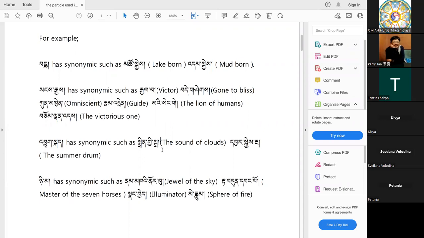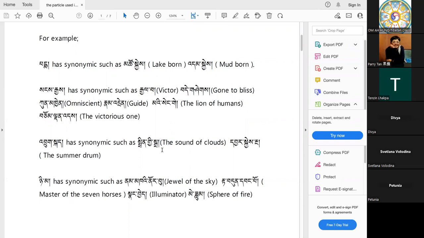Then Nangche, which means the illuminator, because when the sun rises, the darkness fades and everyone can see. So it's the daytime, so illuminator. Or Medum, which is sphere of fire, or could also be known as the ball of fire. So you see that these are the synonymic, and there are so many more.